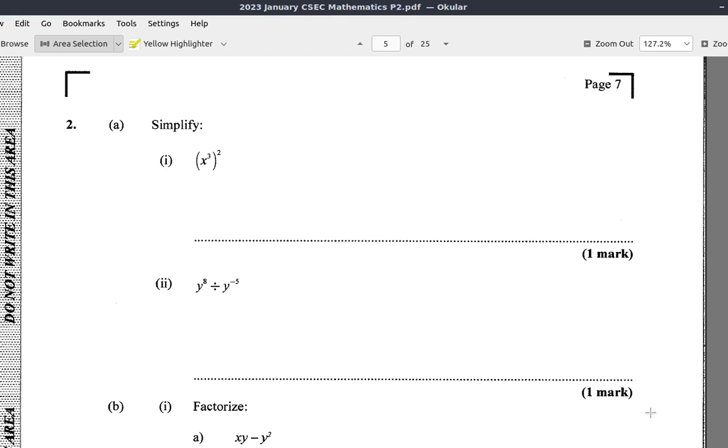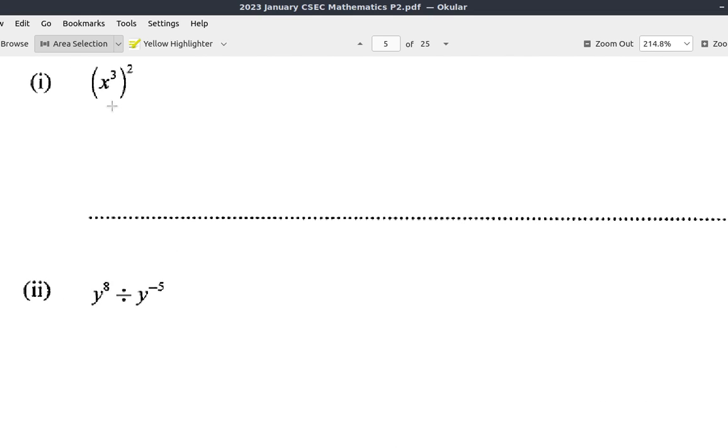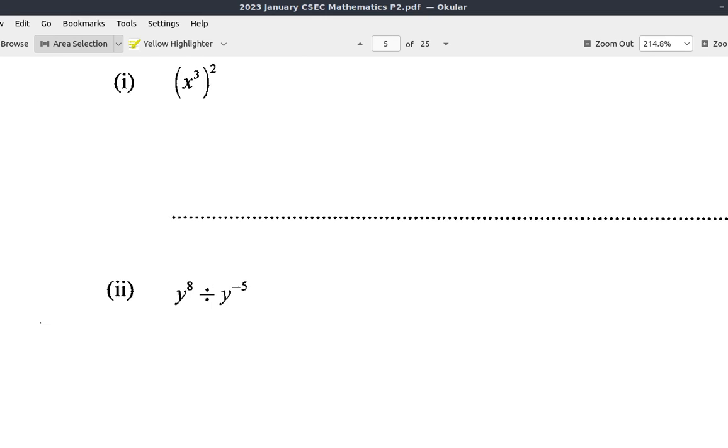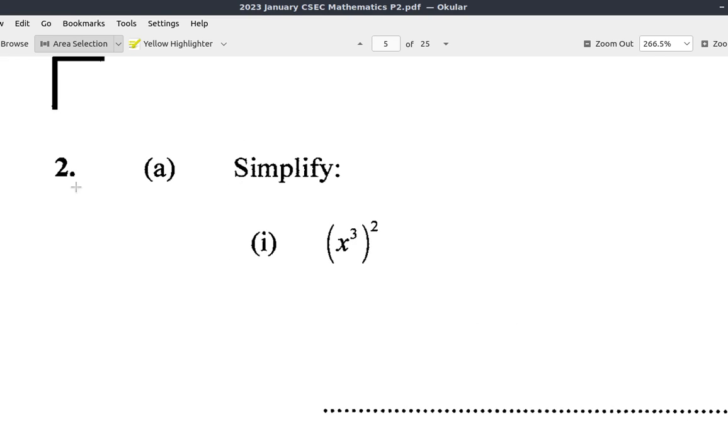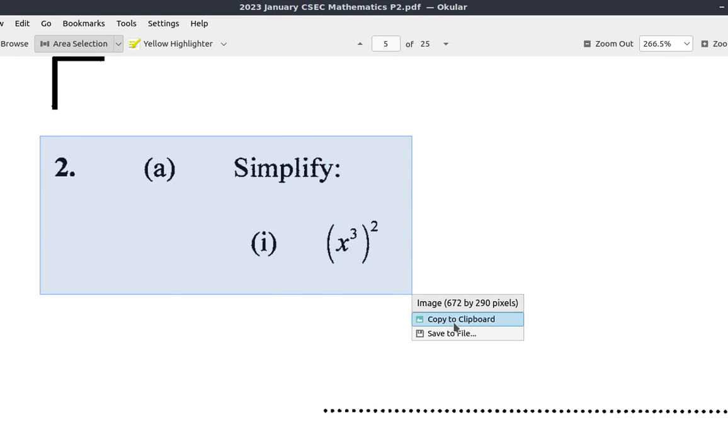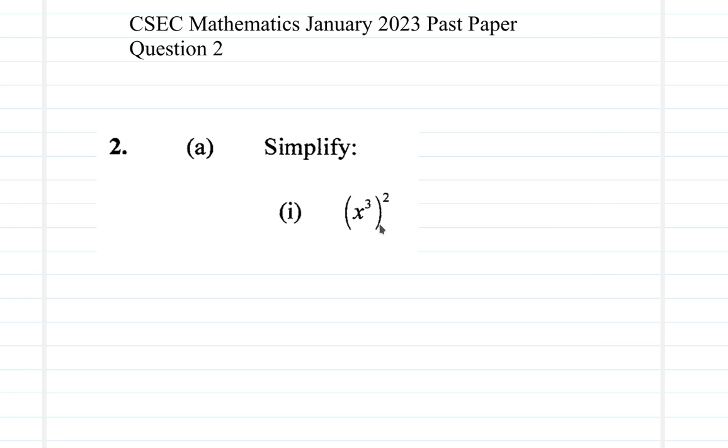We are on question 2 from the CSEC Mathematics January 2023 paper. It starts out here, question 2A1, where it says you must simplify. Now, let me just copy this and put it over here. Simplify x cubed squared. Now you have to remember your rules of indices to do this one.